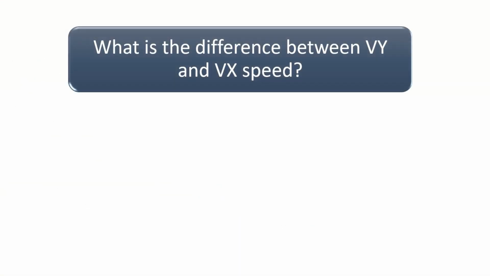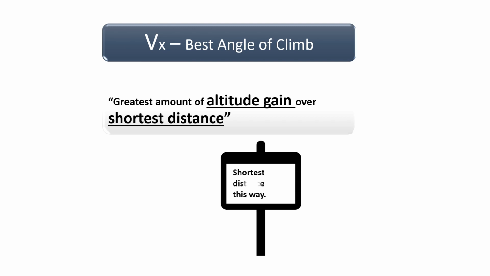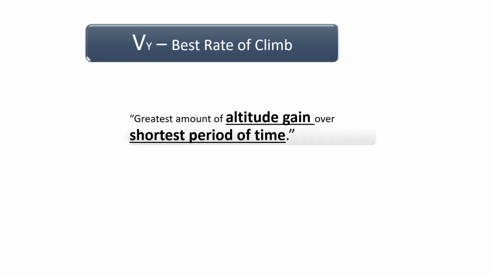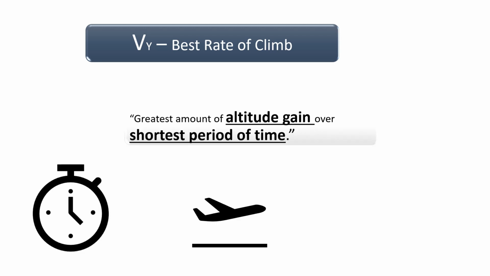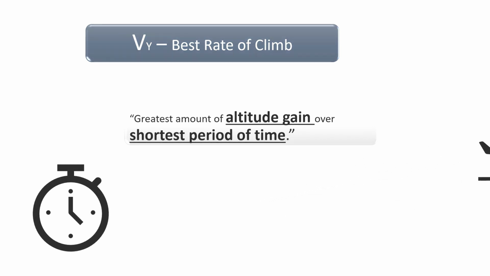What is the difference between the Vy and Vx speeds? Vx is the best angle of climb speed. The best angle of climb speed will enable the pilot to get the greatest amount of altitude gain over the shortest distance. Vy is the best rate of climb speed. The best rate of climb allows for the greatest amount of altitude gain over the shortest period of time.